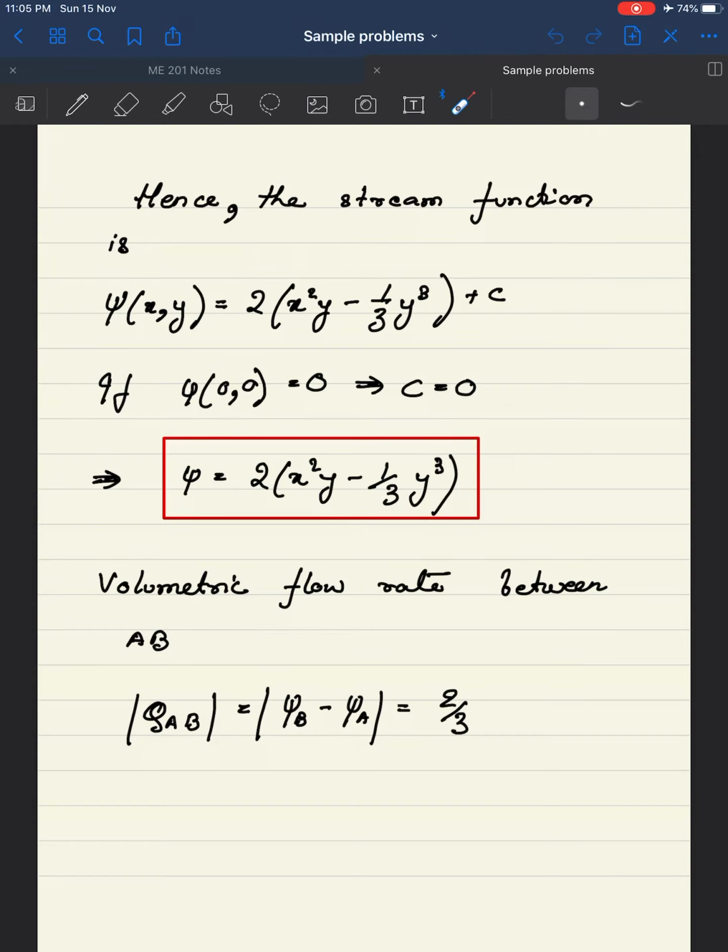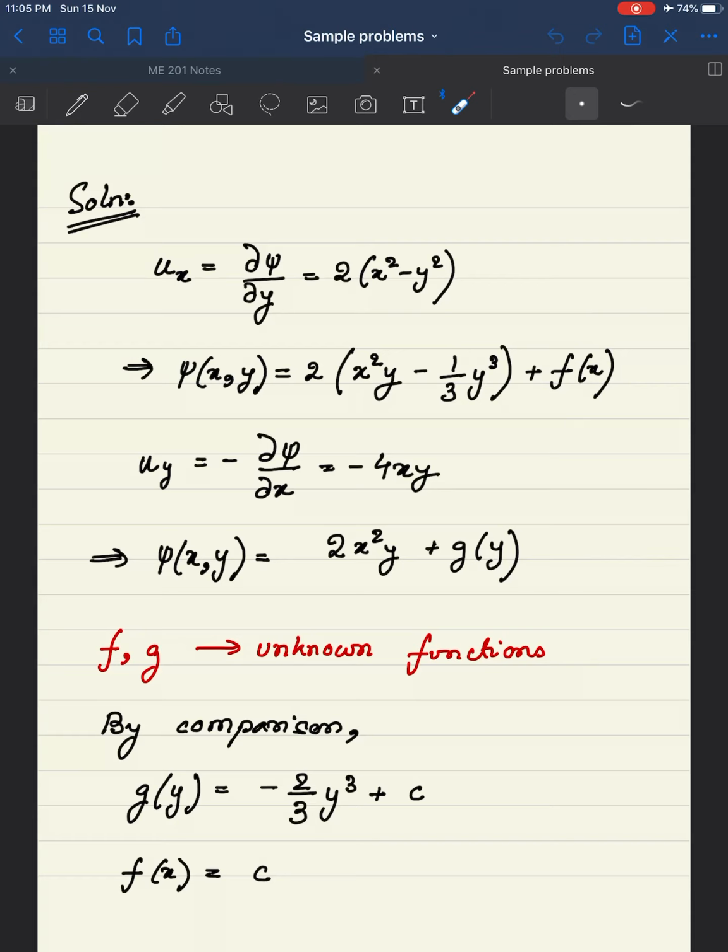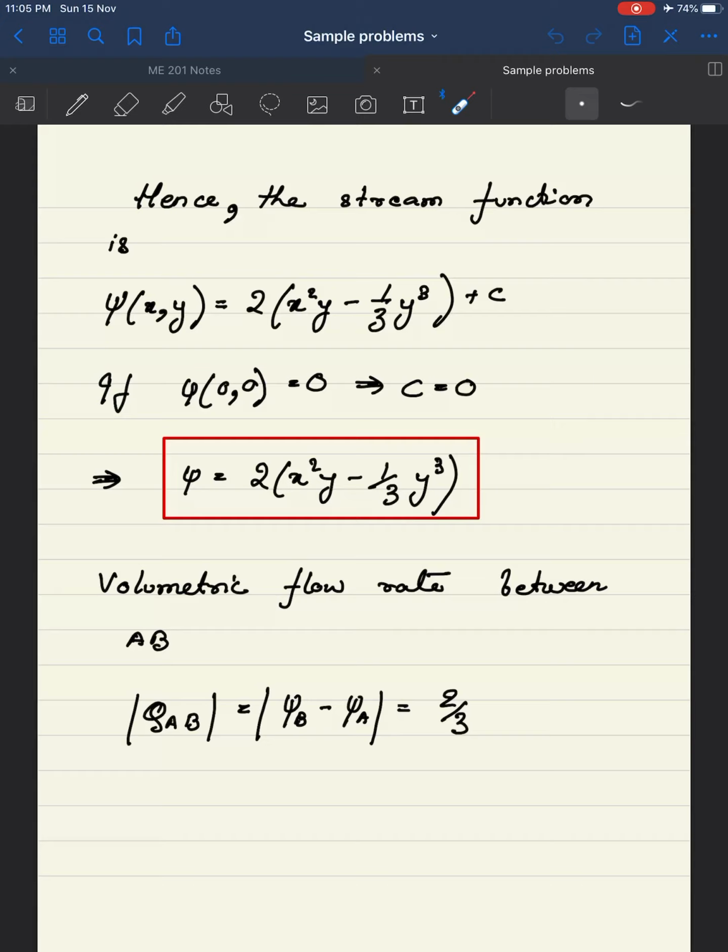So the stream function you can easily build from here, and once you compare the two functions, you are now able to write it as 2x squared plus 1/2 x squared y minus 1/3 y cubed plus a constant, and this constant has to be determined. You are already given that psi at (0, 0) is equal to 0, so c equals 0, so this is the stream function form.